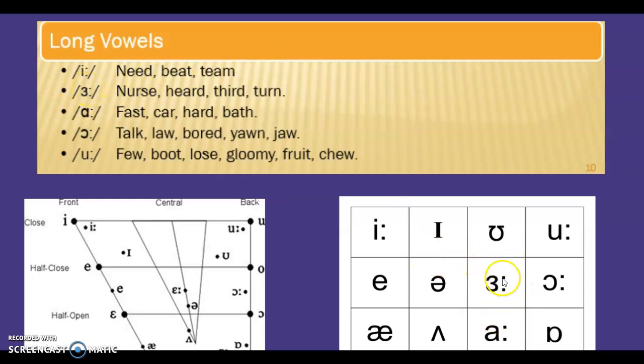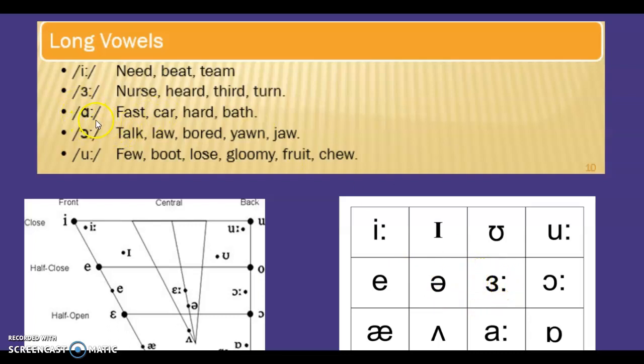So it's in the middle. Your tongue should be in the middle when you produce it, but it's a little bit to the back. Nurse, heard, third, turned. The production is similar to the schwa but longer. Some teachers call it the long schwa also.